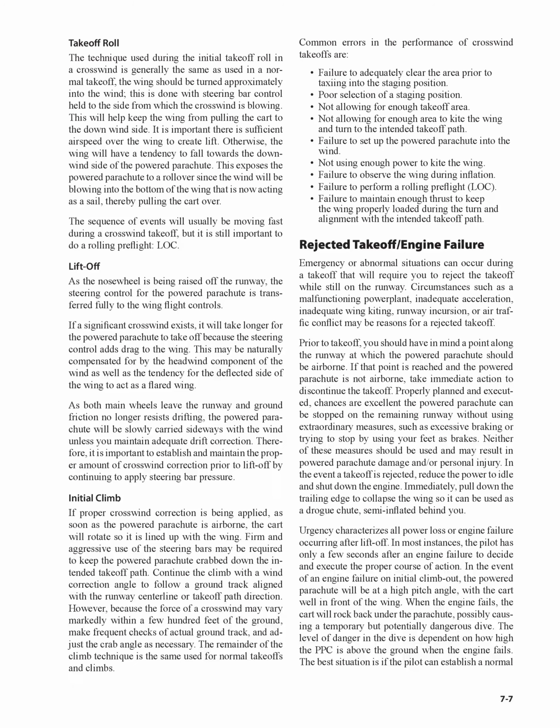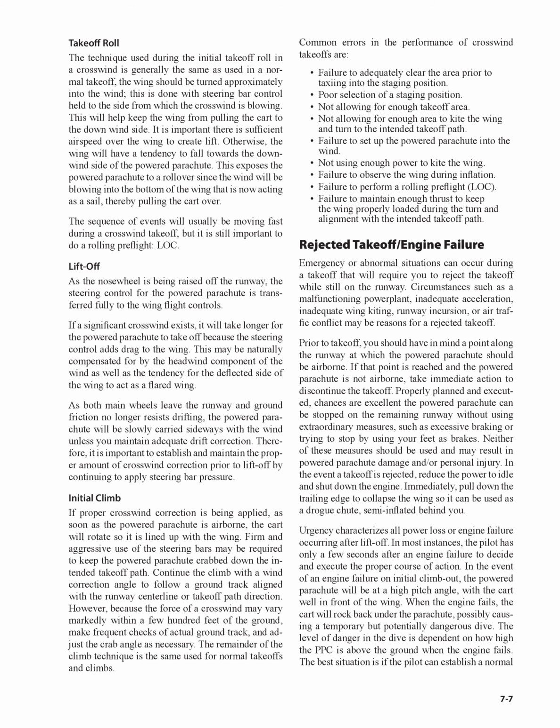Takeoff roll. The technique used during the initial takeoff roll in a crosswind is generally the same as used in a normal takeoff. The wing should be turned approximately into the wind. This is done with steering bar control held to the side from which the crosswind is blowing. This will help keep the wing from pulling the cart to the downwind side.